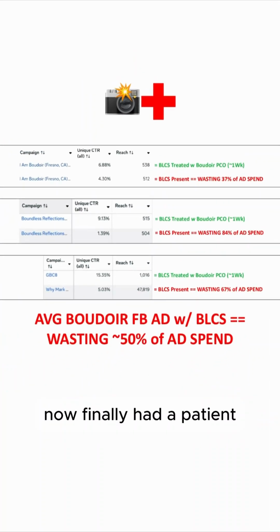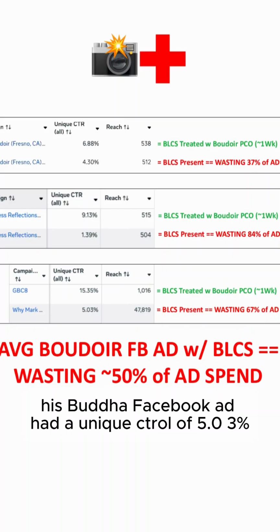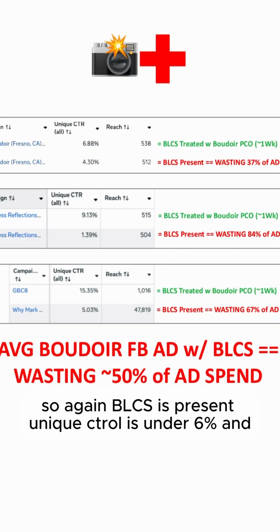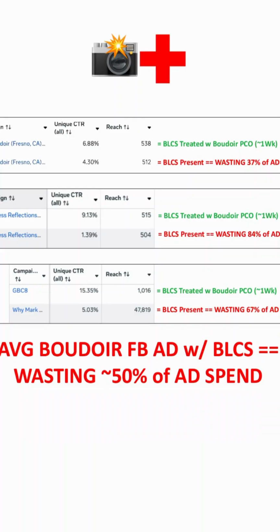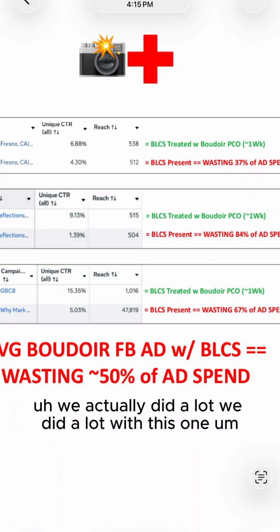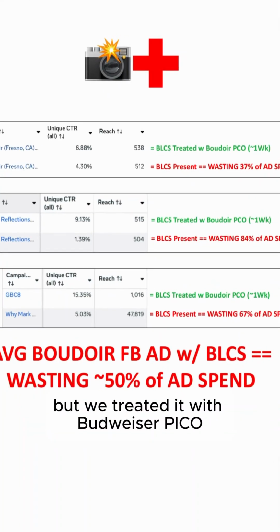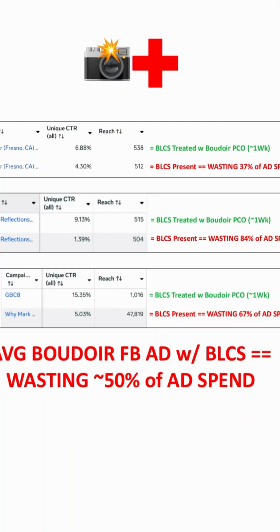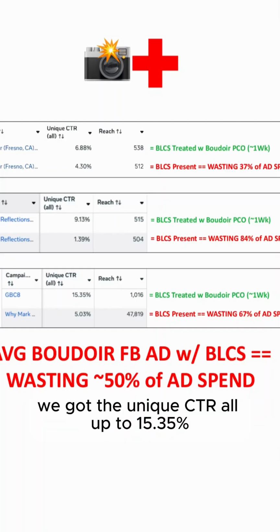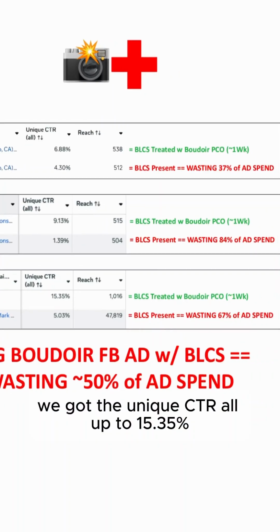Now, finally, had a patient whose Boudoir Facebook ad had a unique CTR all of 5.03%. So again, BLCS is present. Unique CTR all is under 6%. And we did a lot with this one. But we treated it with Boudoir Pico. Took about a week. We got the unique CTR all up to 15.35%.